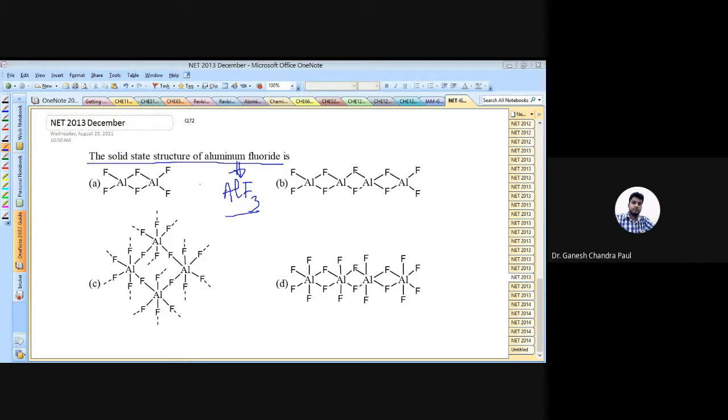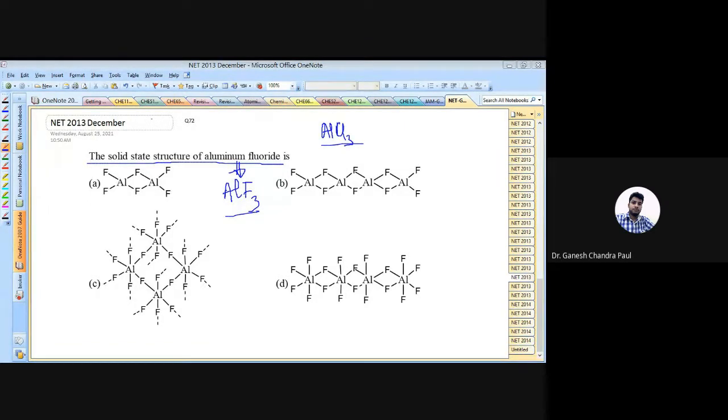Do you remember that we have already talked about the solid state structure of AlCl3, aluminum trichloride, and the solution state structure of aluminum trichloride? Did you remember? You just go back and check your notebook. It is already there. Not exactly the same question: the solid state structure of aluminum chloride, and the solution state structure of aluminum chloride. It is already there.